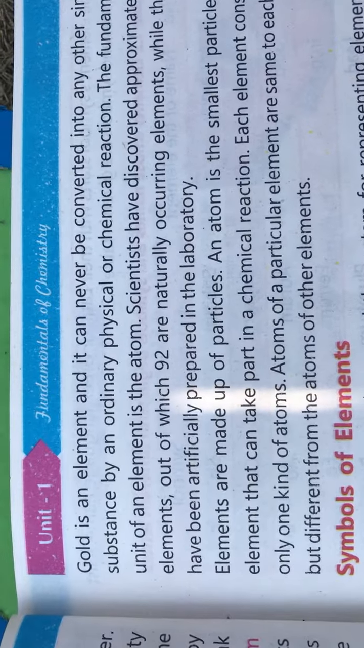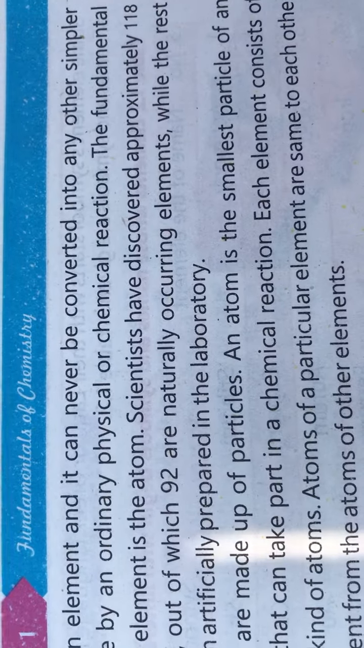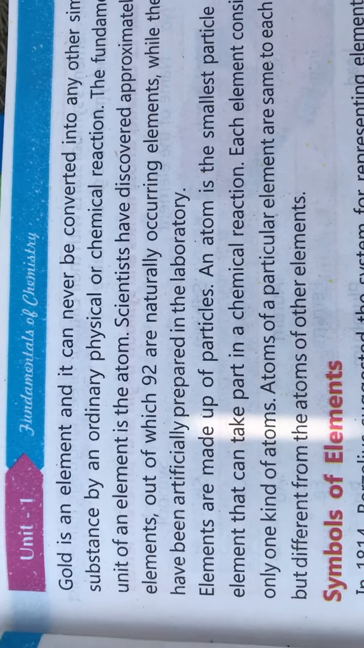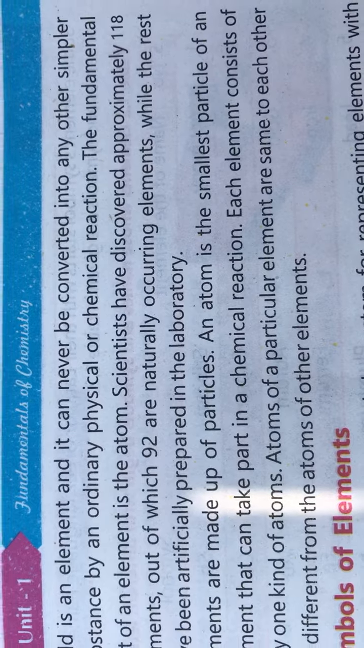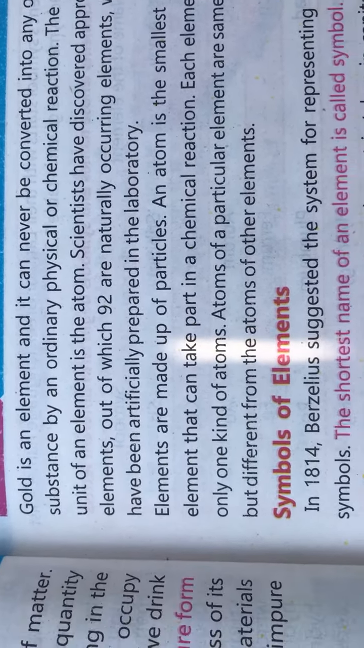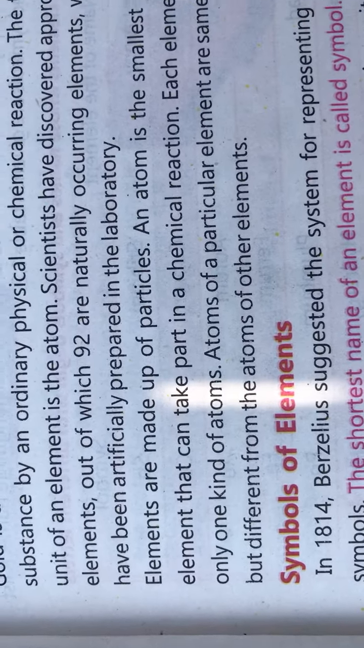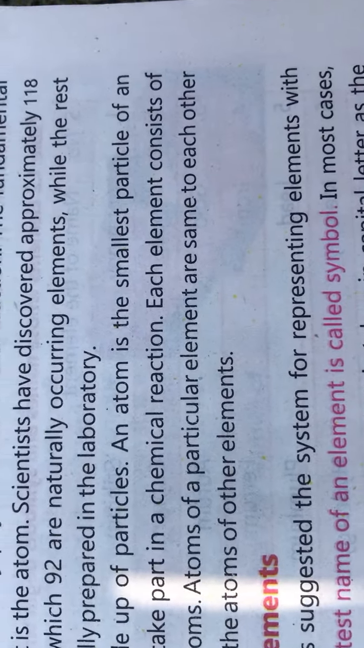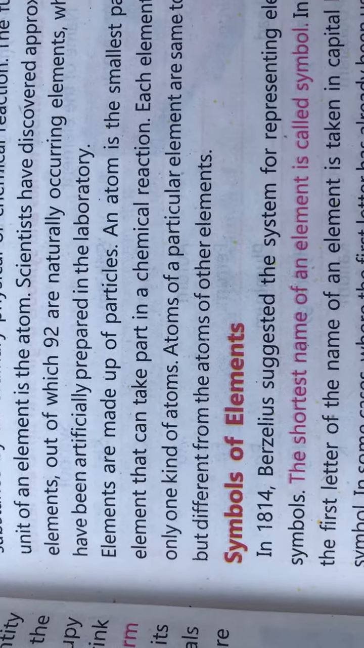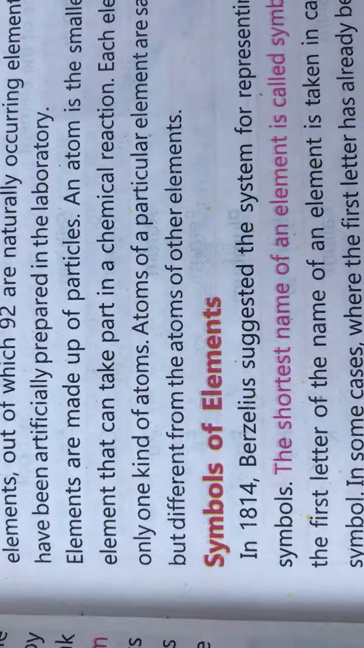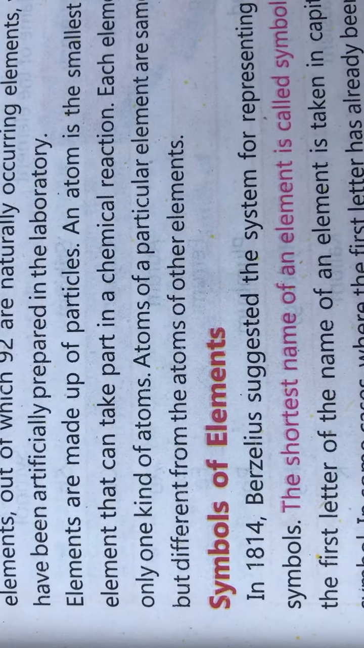The fundamental unit of an element is the atom. Scientists have discovered approximately 118 elements, out of which 92 are naturally occurring elements, while the rest have been artificially prepared in the laboratory. Elements are made up of particles. An atom is the smallest particle of an element that can take part in a chemical reaction. Each element consists of only one kind of atom. Atoms of a particular element are the same as each other, but different from the atoms of other elements.